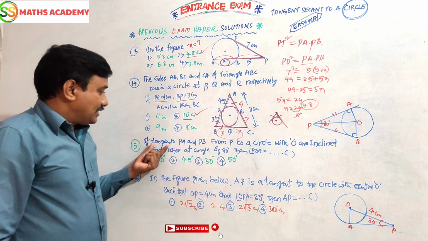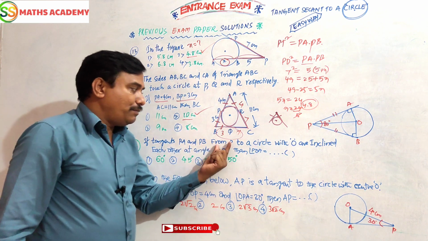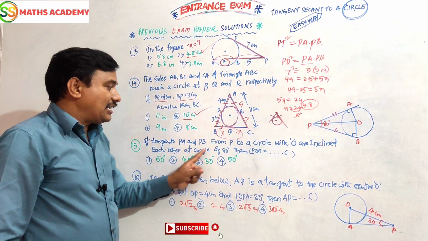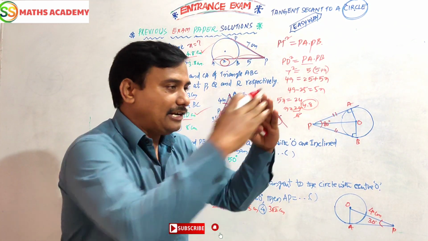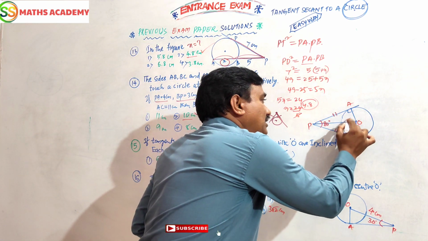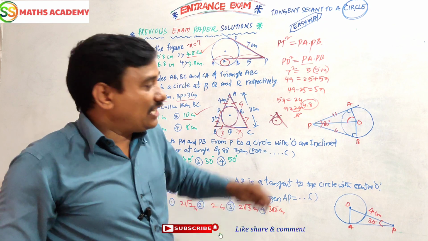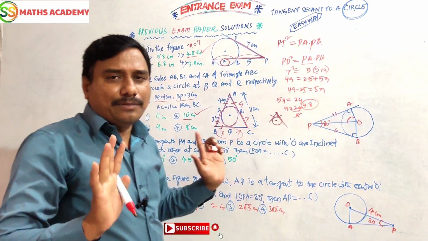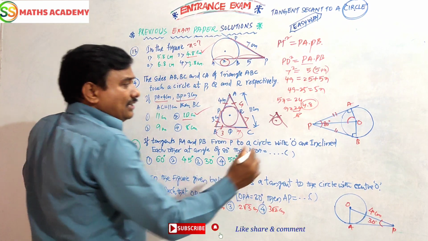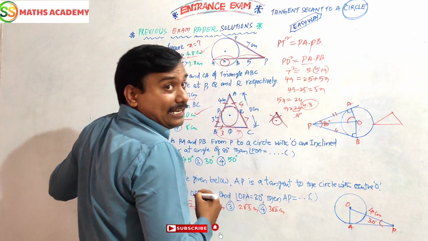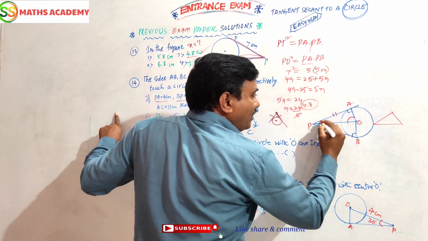Clear. Friends, now the tangents PA and PB from P to a circle with center O are inclined to each other at an angle of 80 degree, then find the value of angle POA. You see, this kind of question they ask sometimes here, sometimes there. This is very easy, a very conceptual question. This is 80, this is just one triangle. It will be divided into equal parts.